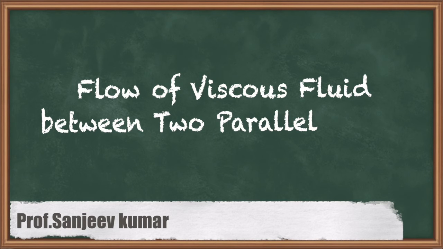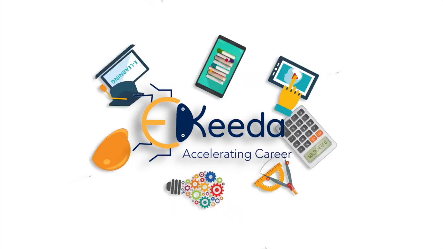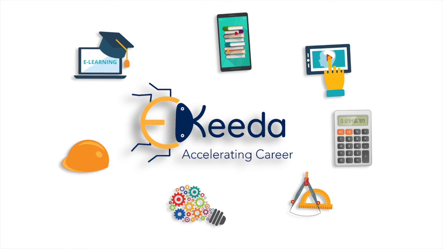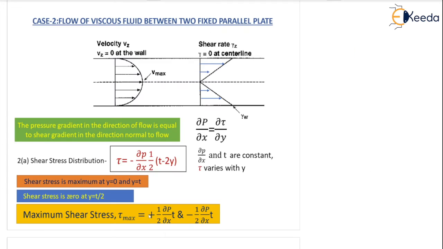Hello friends, in this video we are going to see flow of viscous fluid between two fixed parallel plates. As you can see in the diagram here, there are two parallel plates, one on the top and one at the bottom, and this is the center line.